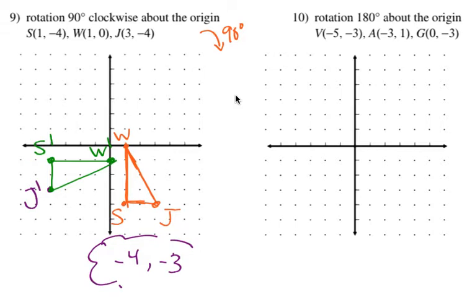Yeah, let's get rid of that. So, let's try the next one. Rotate 180 degrees around the origin. We're going to do V is at -5, -3. There's V. A is at -3, 1. And G is at 0, -3.